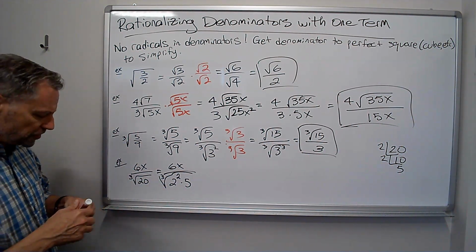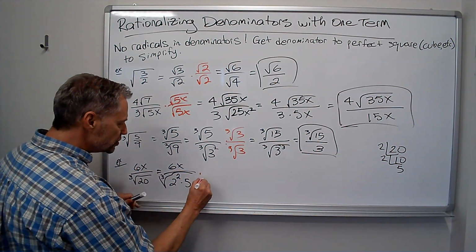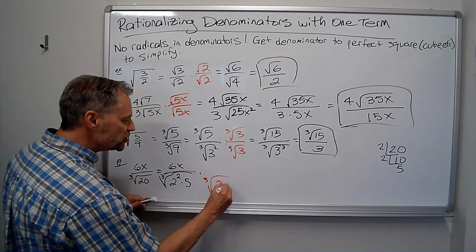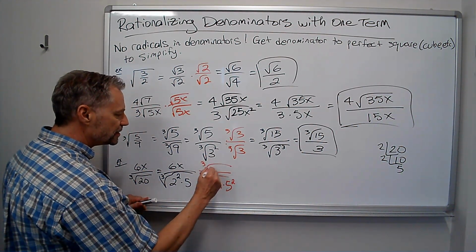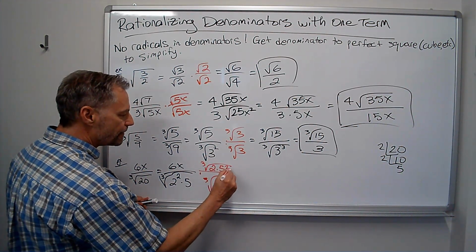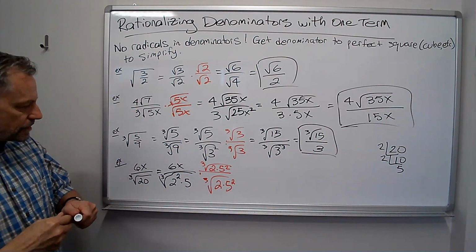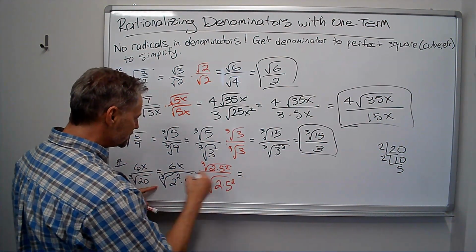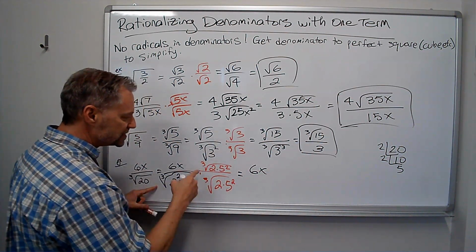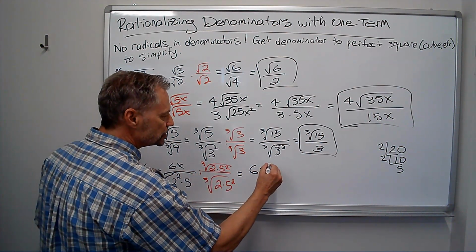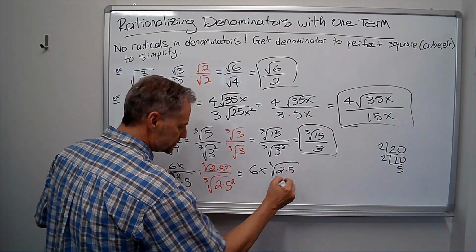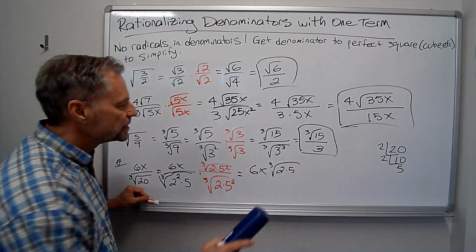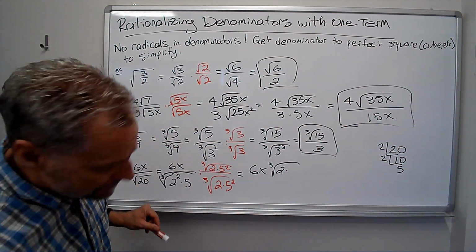So what I'm going to multiply is the cubed root. I need 1 more 2, but I need 2 more 5s. And I do the same thing on top. And so what I get, notice, on the top I have the 6x. This is the cubed root. Well, it's 2 times 25. We'll multiply that out in the next step.